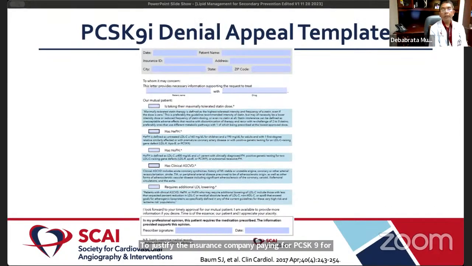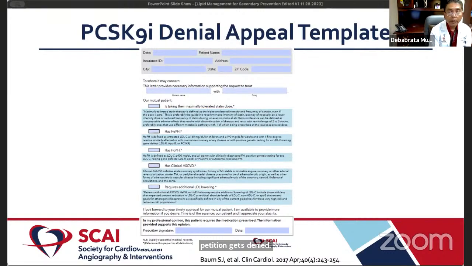Next slide, please. In case your petition gets denied, you appeal that denial. You again document that they have homozygous, heterozygous familial hypercholesterolemia. They are on maximally tolerated statin. They have clinical ASCVD. They require additional LDL lowering based on the guidelines that we need to get them to 55 or lower, and you send it back to the insurance company. Next slide, please.